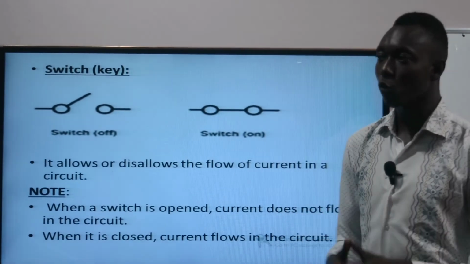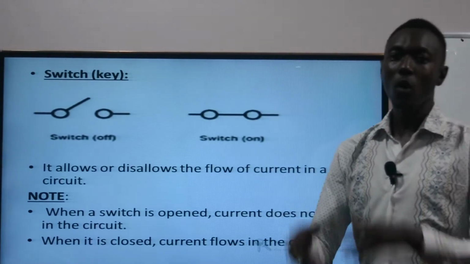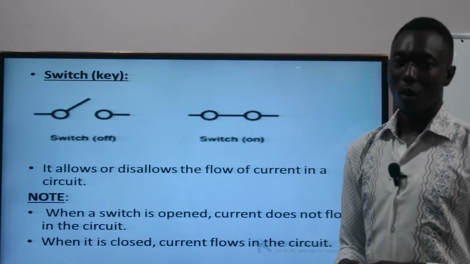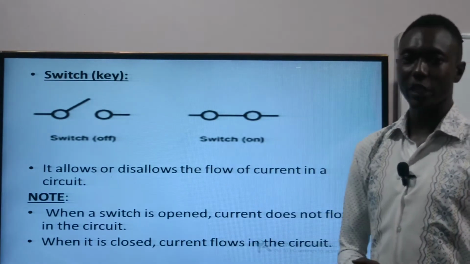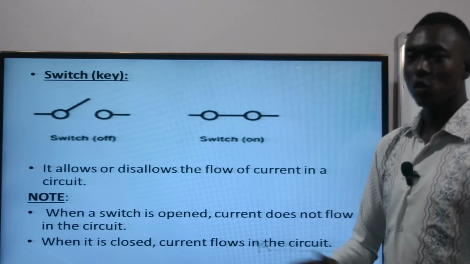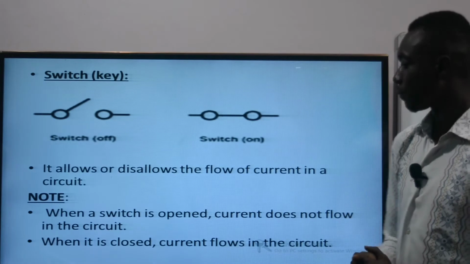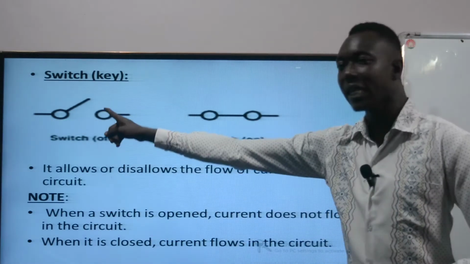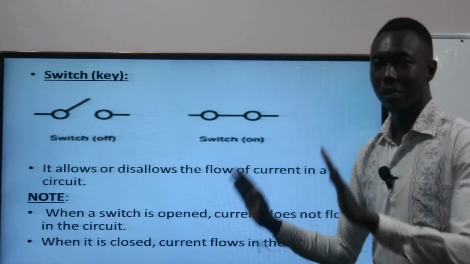In our various homes, when we want to turn off our lights, we only resort to the switch on the wall. Alright? The same thing applies to the simple electric circuit. We use it to close or open a circuit. Note this, that when a switch is opened this way, current does not flow in the circuit.